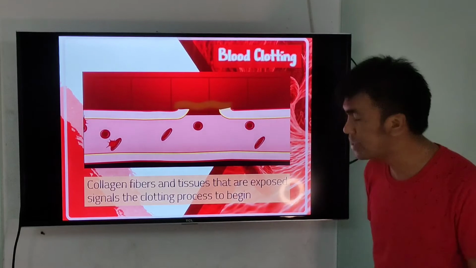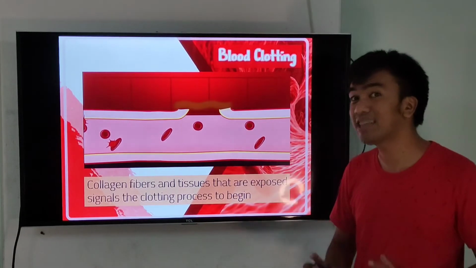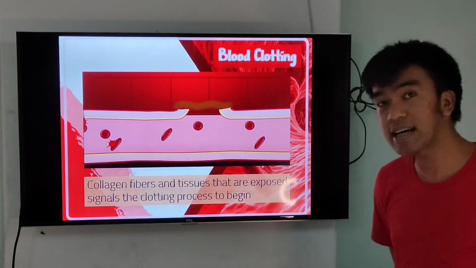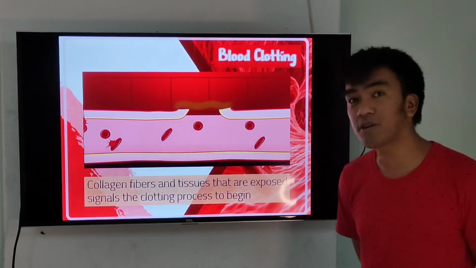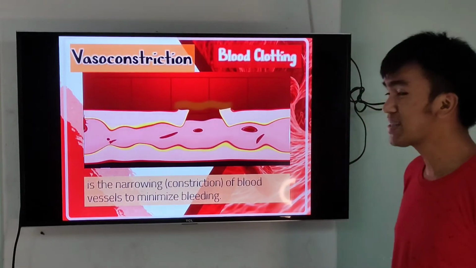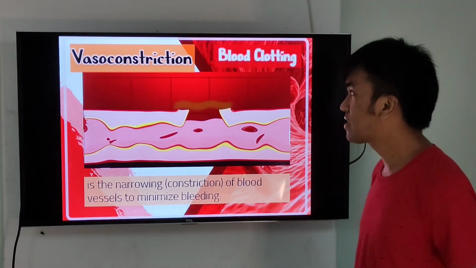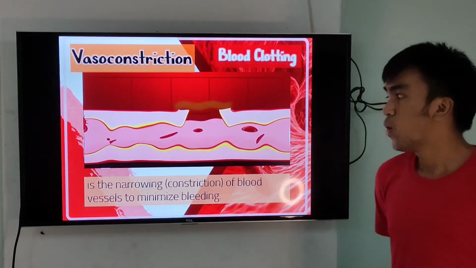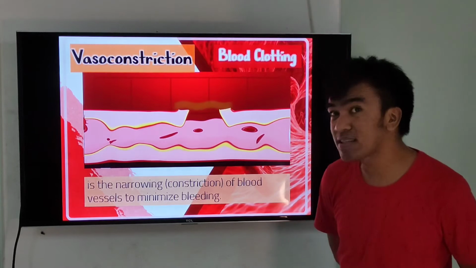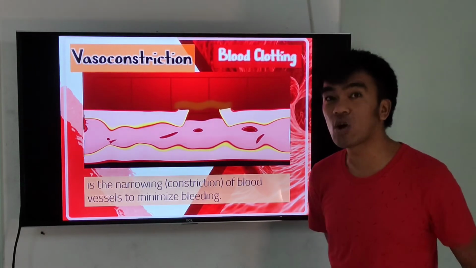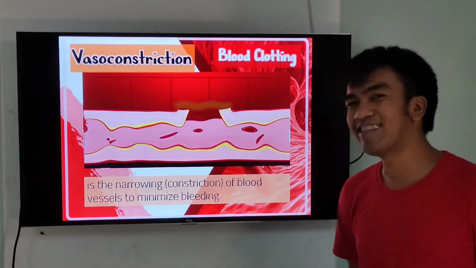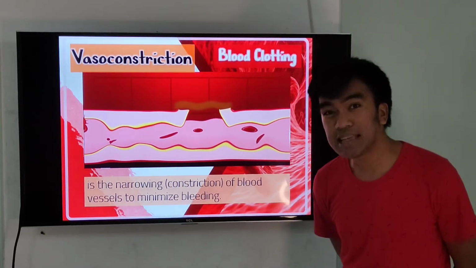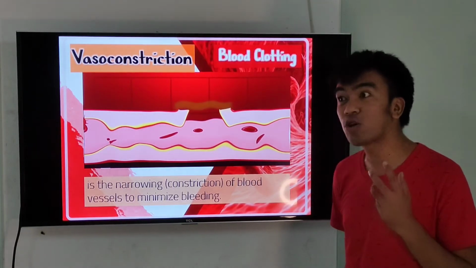So when we get wounded, the collagen fibers and tissues will be exposed. Collagen fibers and tissues that are exposed signal the clotting process to begin. So the first stage in hemostasis is what we call vasoconstriction. When we say vasoconstriction, it happens when the blood vessels constrict or tighten. And this happens because it minimizes bleeding. So it tightens and it constricts.